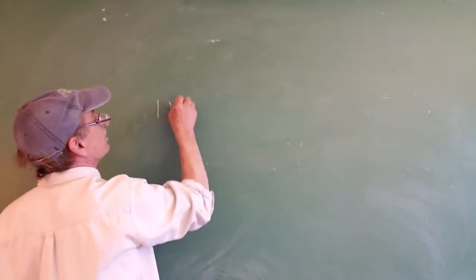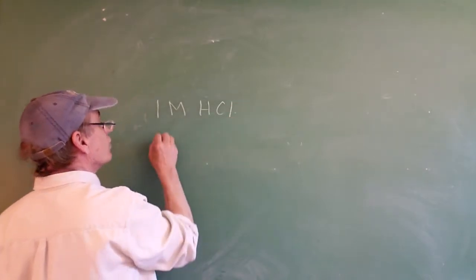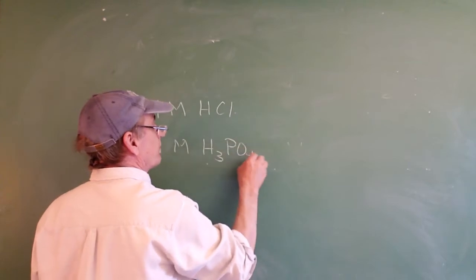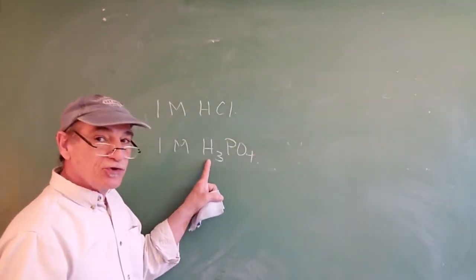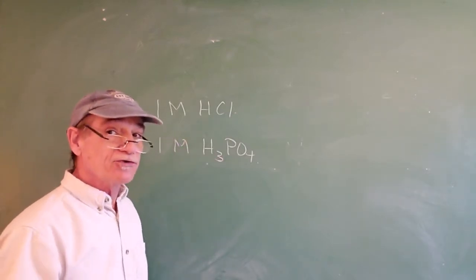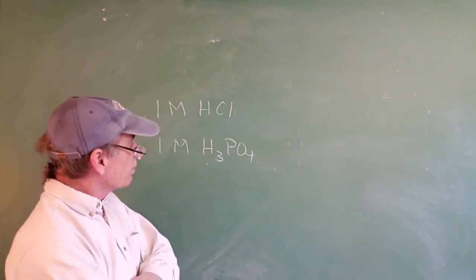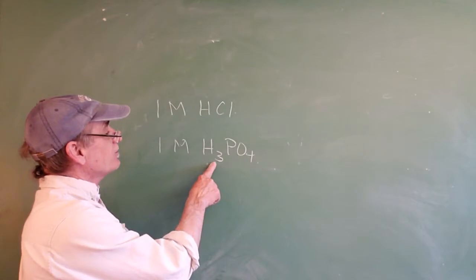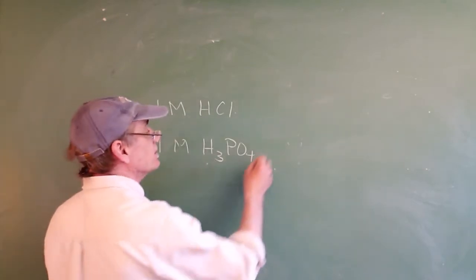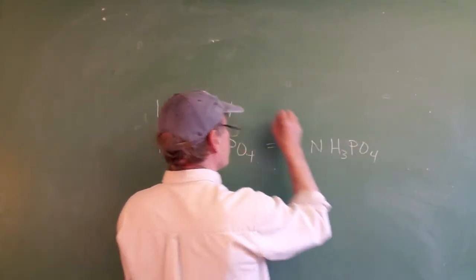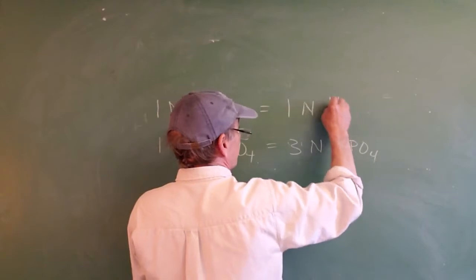For instance, if I had a 1 molar solution of HCl versus a 1 molar solution of H3PO4, this one has 3 times the neutralizing power that this solution would have. Because phosphoric acid has 3 hydrogens, it could donate in a neutralization type reaction. So if I multiply the molarity times the number of hydrogens it has, that tells me the normality. So this would be 3 normal H3PO4, whereas the HCl would simply be 1 normal HCl.